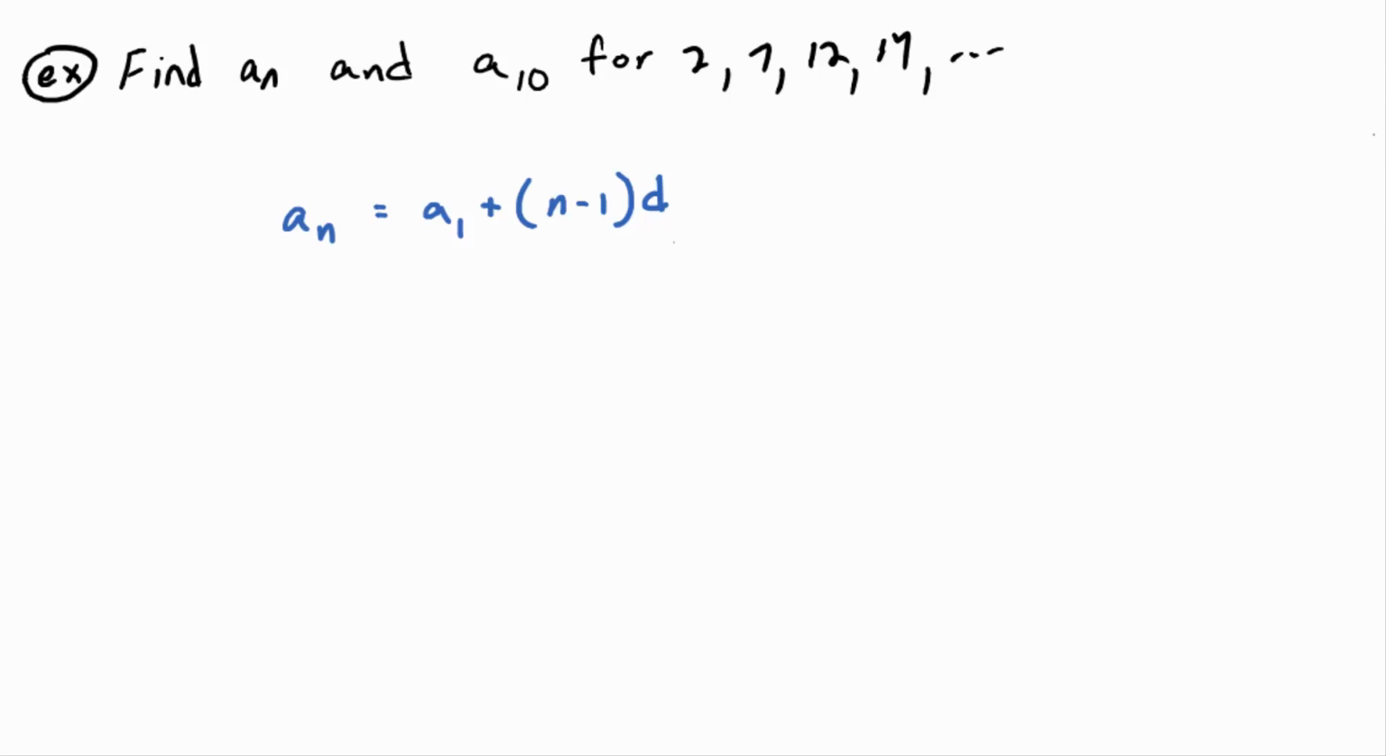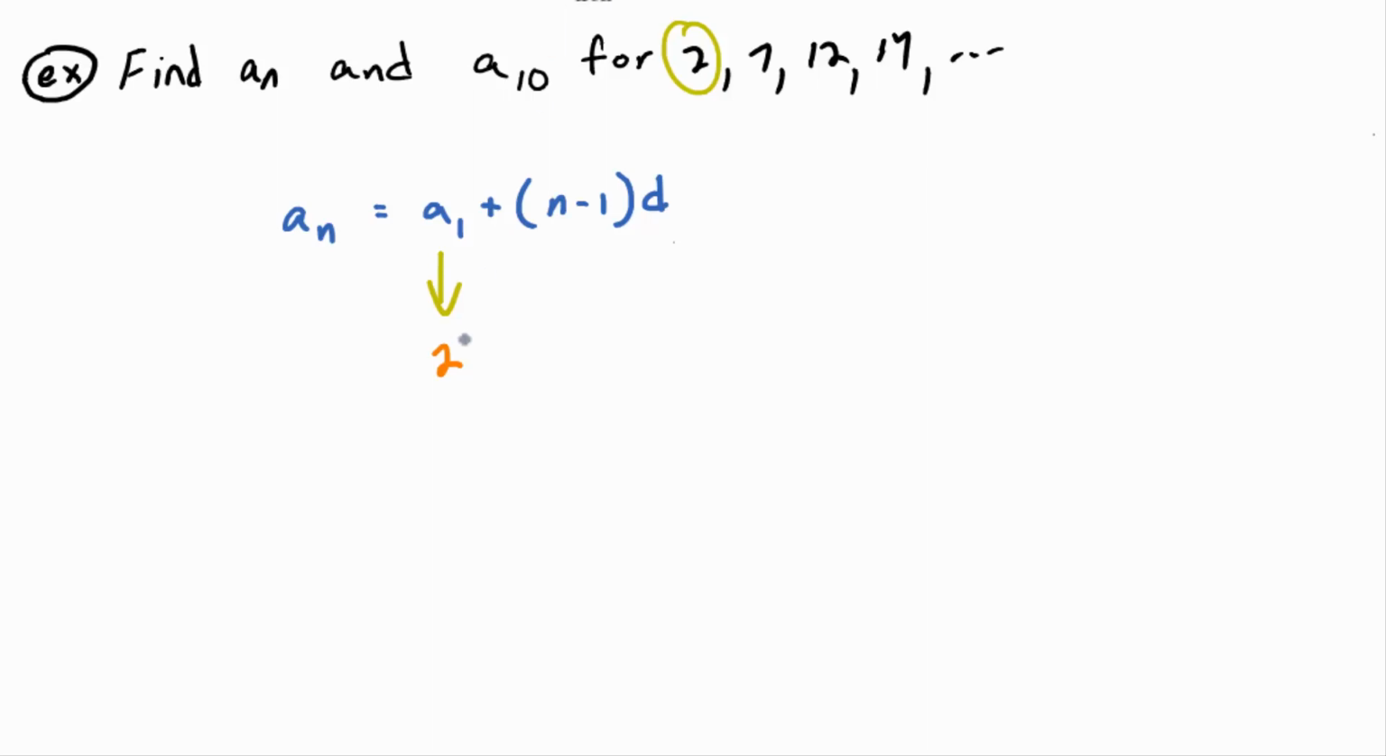Okay, so let's fill it in. Oh, and by the way, if we just wanted a10, wouldn't it be quicker just to add 5 a few times? Yeah, but we want a sub n, so we might as well use this formula. So fill it in. What do you get for a1? 2, it's right there. It's the first one. So plug in a1. a1 is 2.